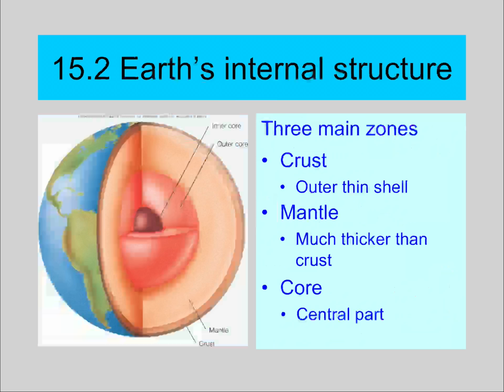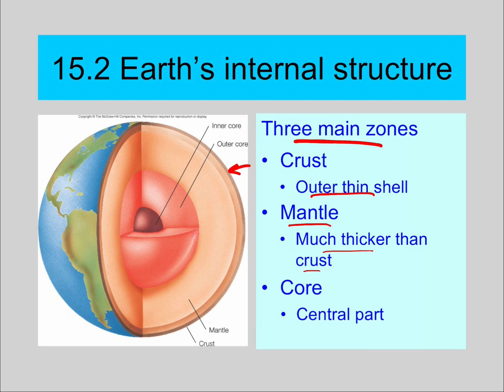We use these waves to help us learn about Earth's internal structure, which we can't see. And we know that we have three main zones. We have the crust, which is the outer thin shell like an egg, the mantle, which is much thicker than the crust, kind of like the white around the yolk of the egg, and the core, which is the central part. We're going to have two parts of the core, the inner and the outer core.